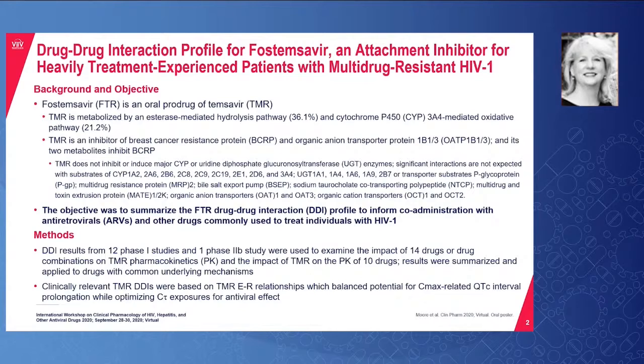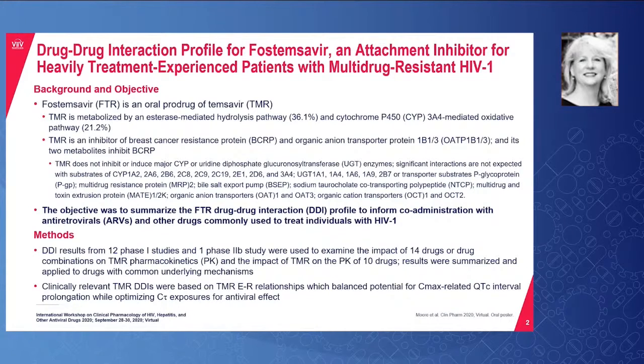Temsavir is an inhibitor of BCRP and OATP1B1 and 1B3, and its two metabolites inhibit BCRP. This is where temsavir is a perpetrator of drug-drug interactions. Importantly, temsavir does not inhibit or induce major CYPs, UGTs, or other transporters that are detailed here. So the objective was to summarize the fostemsavir drug-drug interaction profile to inform co-administration with antiretrovirals and other drugs commonly used to treat individuals with HIV-1.